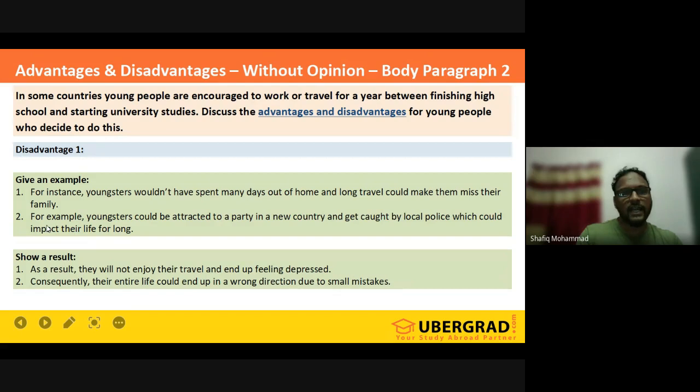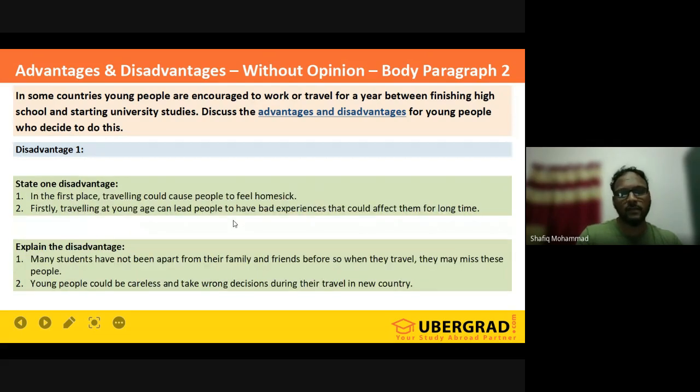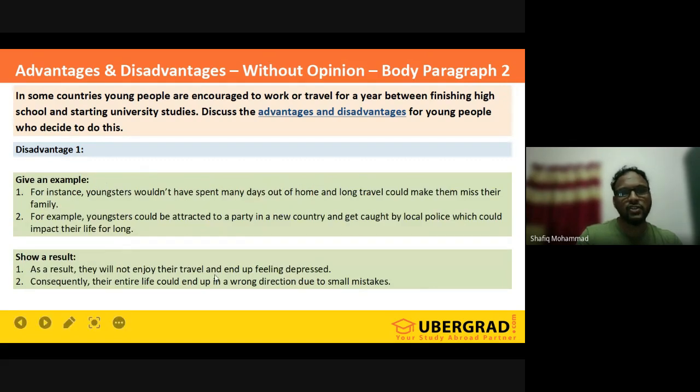Then for the second point, for example, the youngsters could be attracted. This point is talking about young people who could be careless and take wrong decisions during the travel to a new country. For this, he's giving the explanation here. Example: youngsters could be attracted to a party in a new country and get caught by local police, which could impact their life for long.